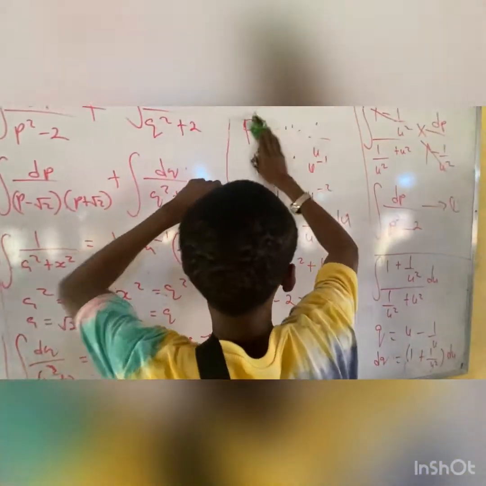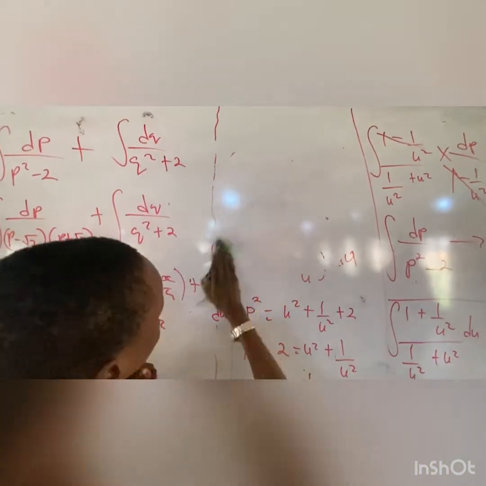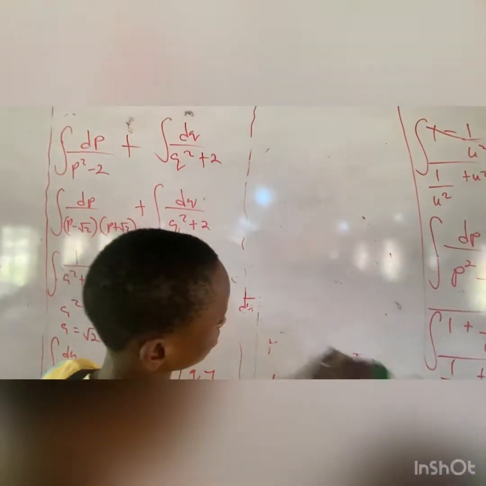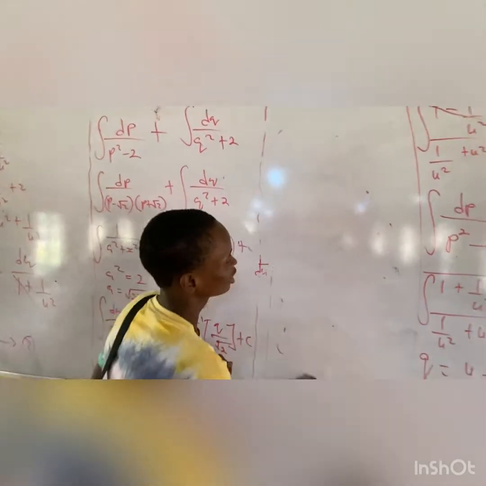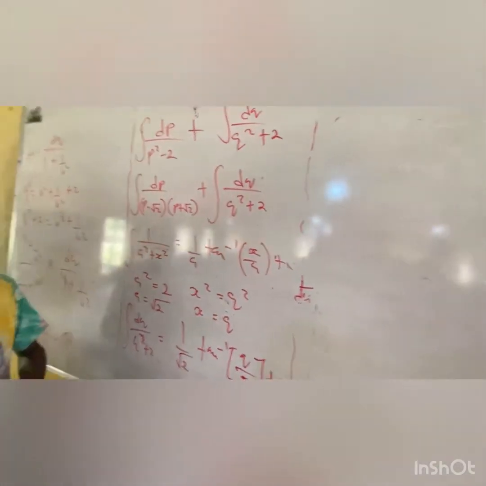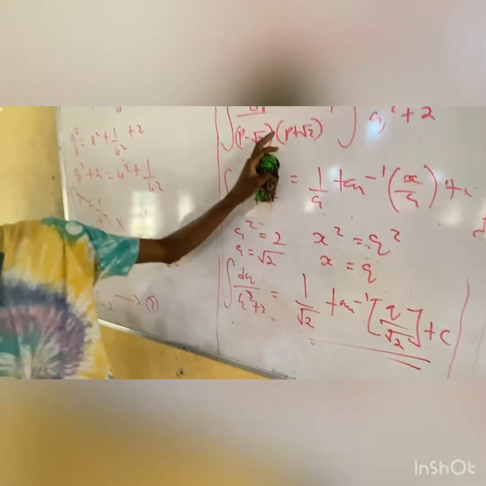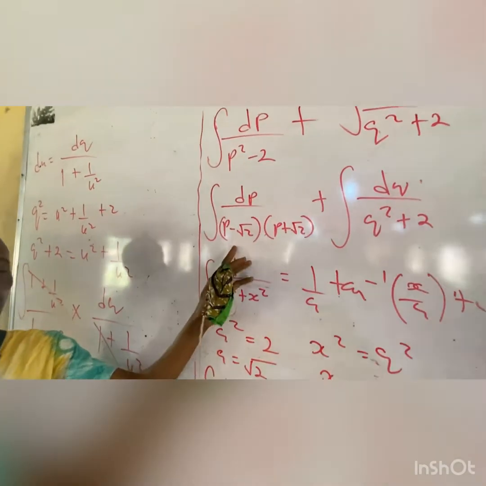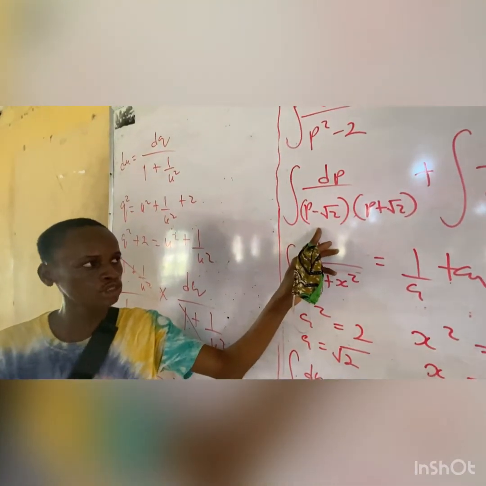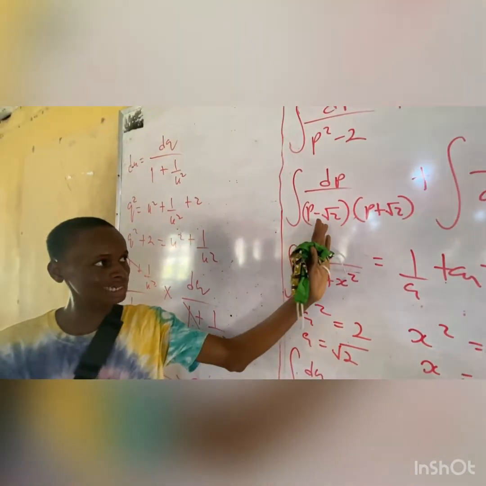So that's for the first integral. So we have the q over this. This is our final answer for this. And for the second integral, you can see we can decompose this into partial fractions. You understand? Because it looks like a partial fraction.